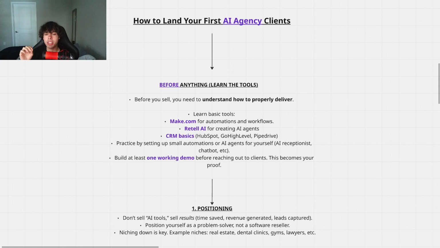After that, you want to practice by setting up small automations or creating AI agents for yourself. Now, this could be an AI receptionist, a website chatbot, workflows even. It's personal choice, honestly. And once you pretty much get the hang of it, you're going to want to build at least one working demonstration before you reach out to clients. This is going to be what you're going to use to actually get them on a call.